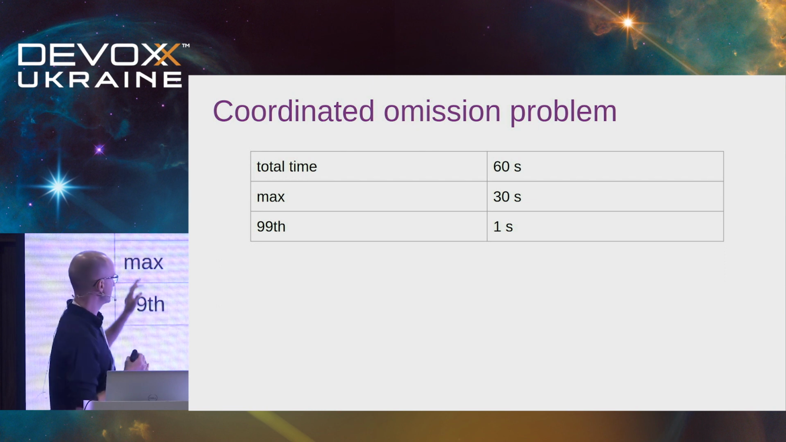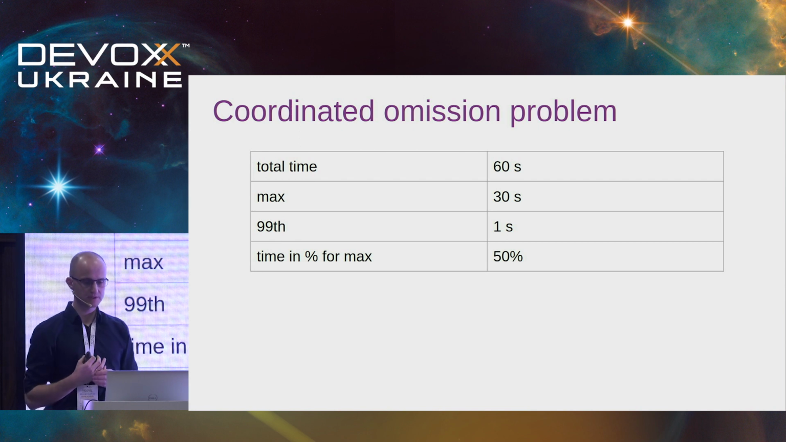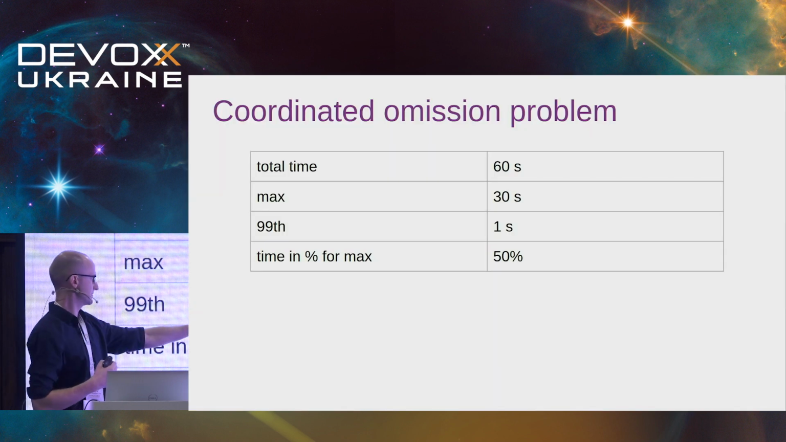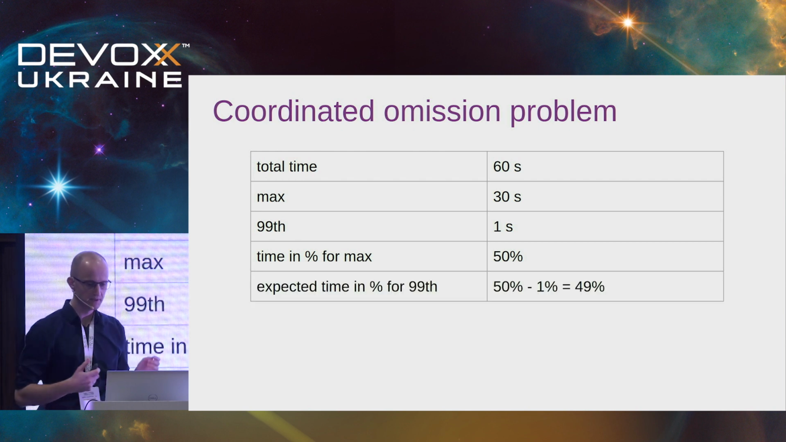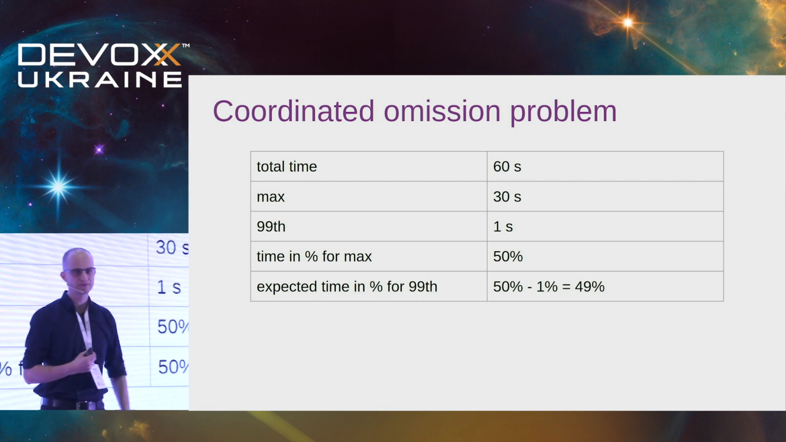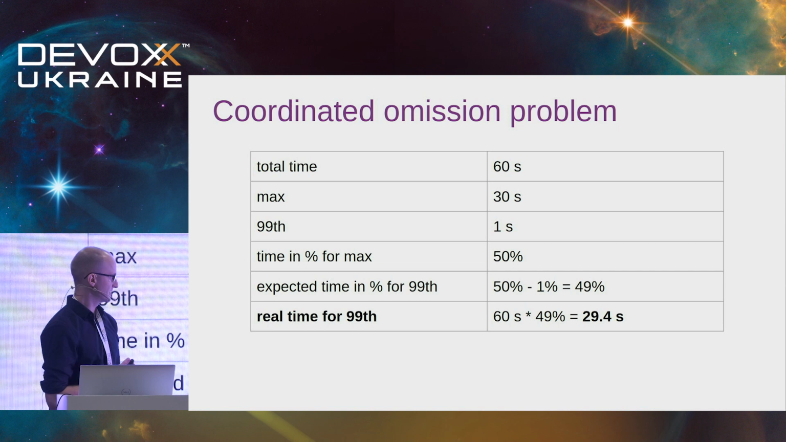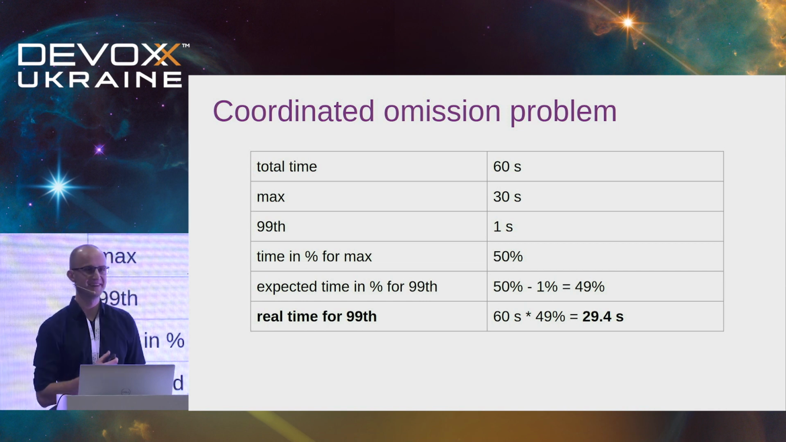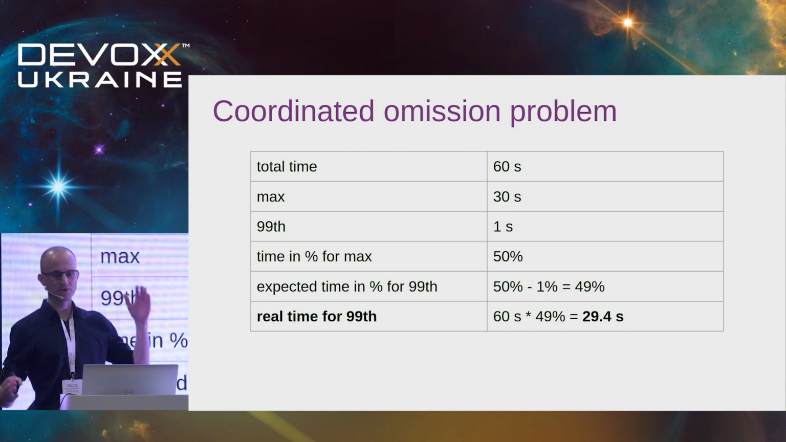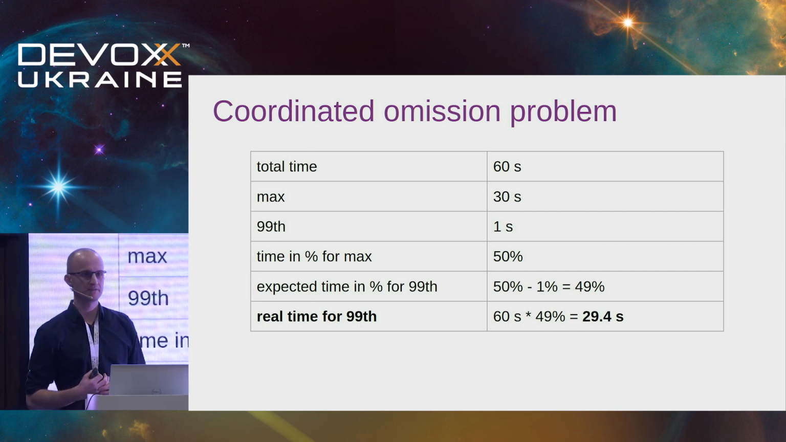First, you need to gather the total time of the test and the maximum request time, and for example, we want to validate the 99th percentile, which is 1. So first, we need to calculate what is the percentage for the maximum request. In our case, it is 50% because 30 divided by 60, you see the pattern. Then the expected time in percentage for the 99th percentile. Because this is actually percentile number 100 minus 1, this is the expected time for the 99th percentile. And 49% of 60 is 29.4, which is a little bit different than 1. And usually, the difference is huge, like hundreds of thousands of times. Right now, the difference is not so huge, but still you can see that you have the coordinated omission problem.